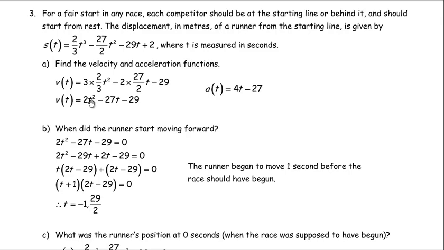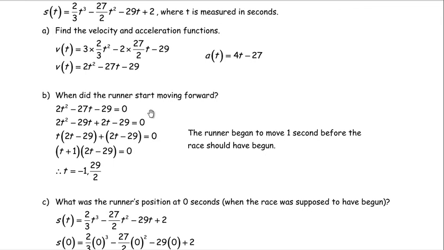The acceleration function is the derivative of velocity. So the derivative of 2t squared would be 4t. Again, power rule, so 2 times 2 is 4. Reduce the exponent by 1, so squared goes down to a power of 1. And the derivative of negative 27t is minus 27. And once again, negative 29 is a constant, so its derivative is 0. There's no negative 29 here anymore at all.